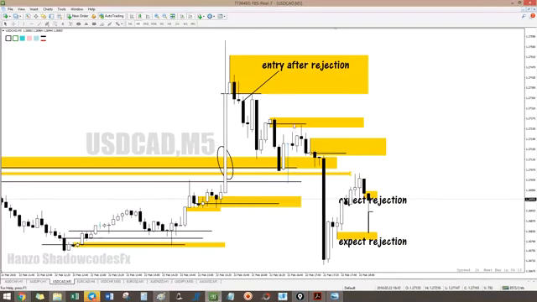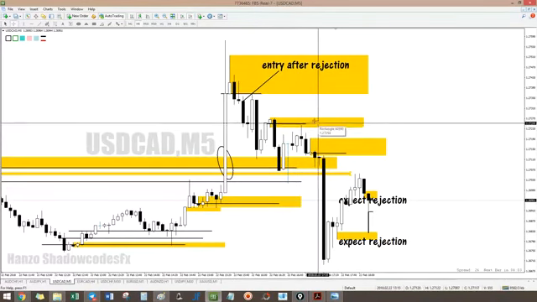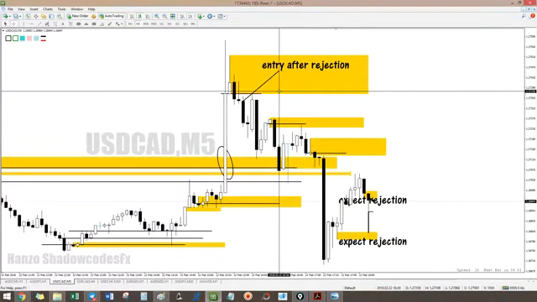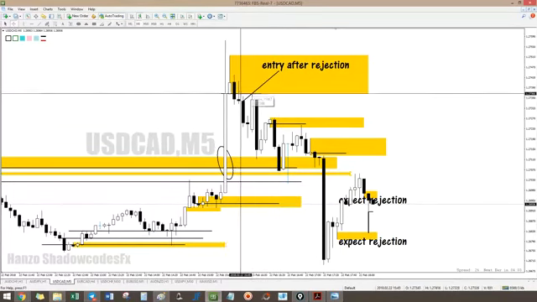Price can reject on low price, open price, close price, high price. But the best one will be the open price. I just want you to focus on open price because this is the best rejection that you want.